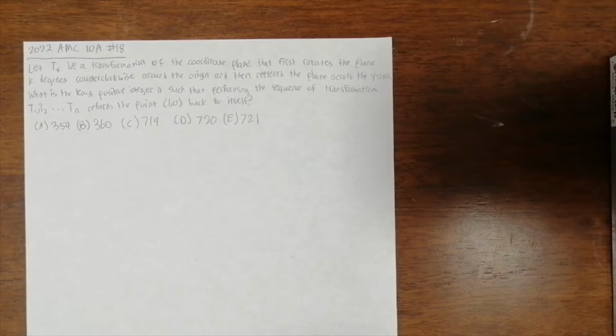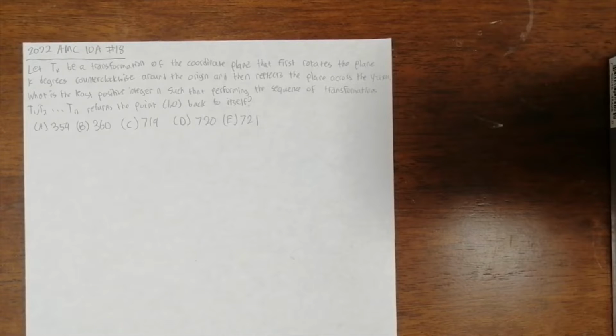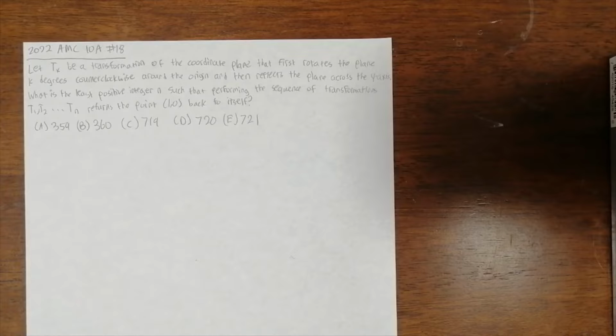Okay, and this is number 18. Let T sub k be a transformation of the coordinate plane that first rotates the plane k degrees counterclockwise around the origin and then reflects the plane across the y-axis. What is the least positive integer n such that performing the sequence of transformations T1 through Tn returns the point (1, 0) back to itself?